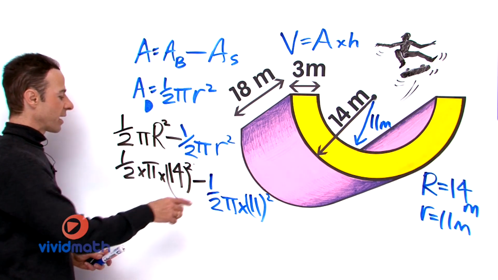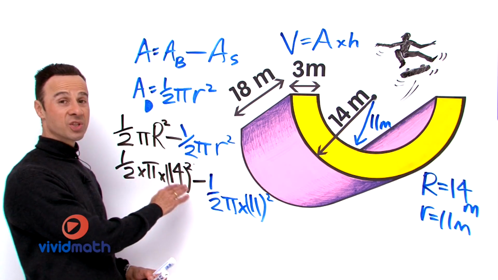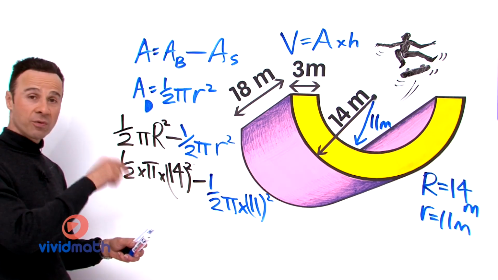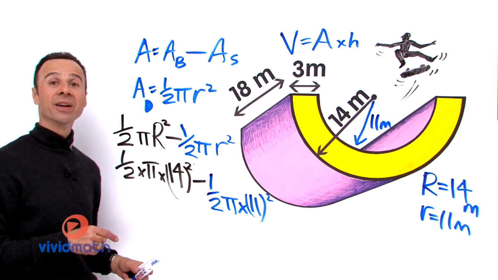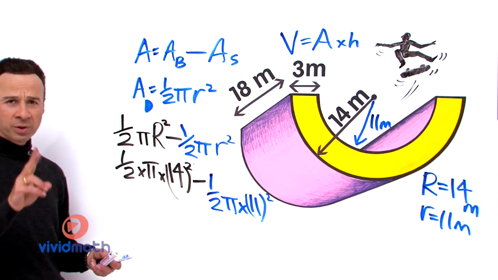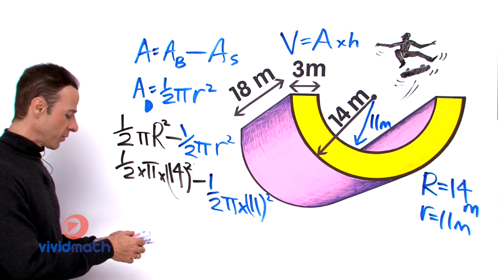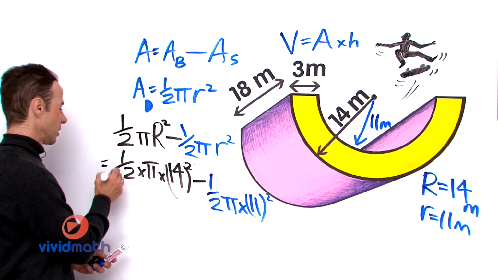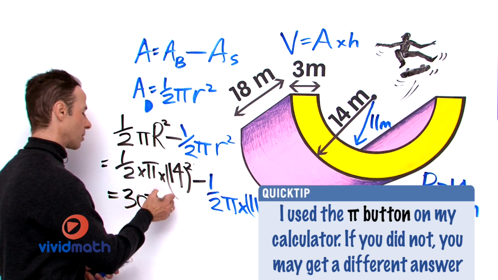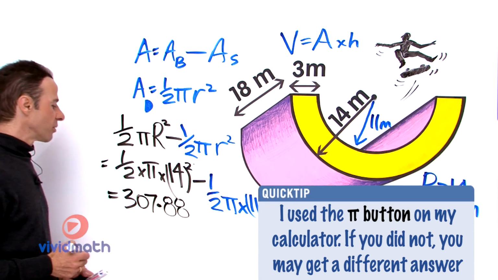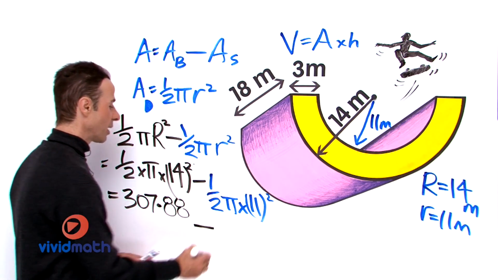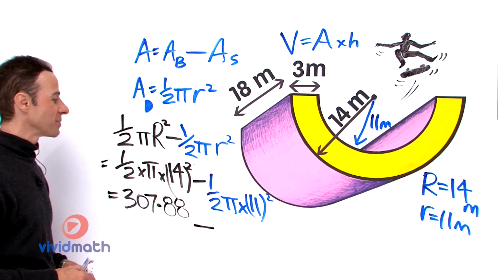Okay, let's put that in our calculator. 1/2 times pi times 14 squared. In your calculator, 0.5 times pi times 14. Hit the squared button, bang, and then equals, bang, equals. And that's going to give us a grand total for this part here. I'll put it to 2 decimal places just for this part, for accuracy. And that's going to give me 307.88 meters squared.